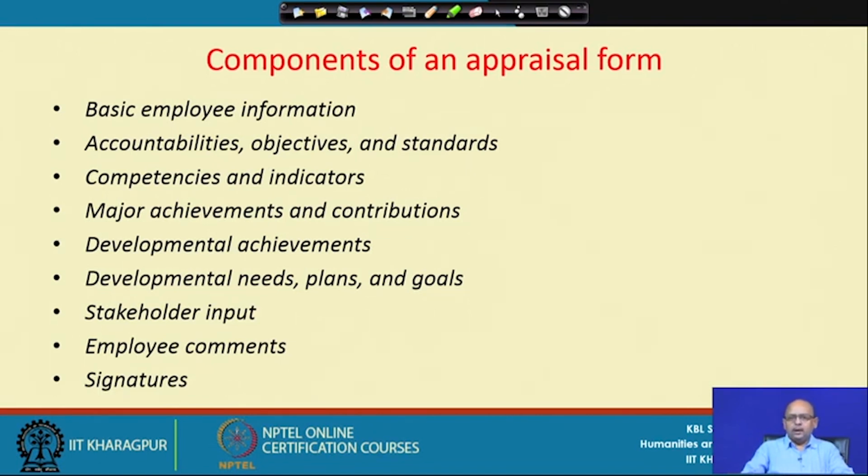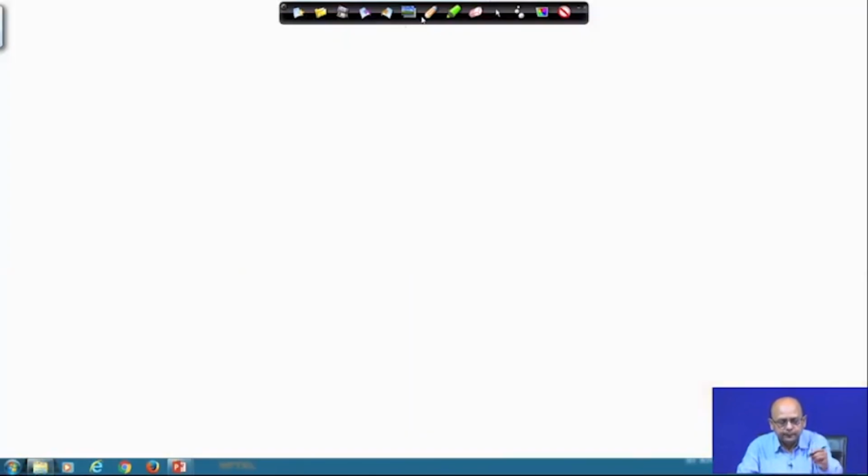Okay. And then the input is also taken from the immediate supervisor, or at the next level it could be from his next supervisor also, that means the supervisor's supervisor. Okay. Then the employee is going to write about it, whether it is correct or not, to what extent he has been able to achieve them, and then he is going to put in his signature. Now, if you look at the form, it could be something like this.